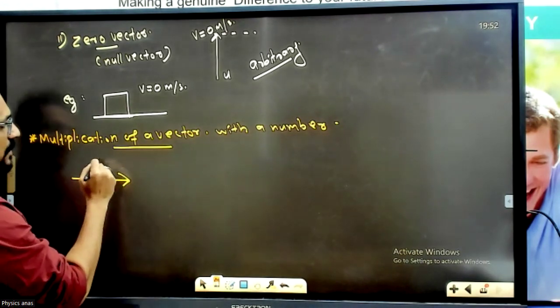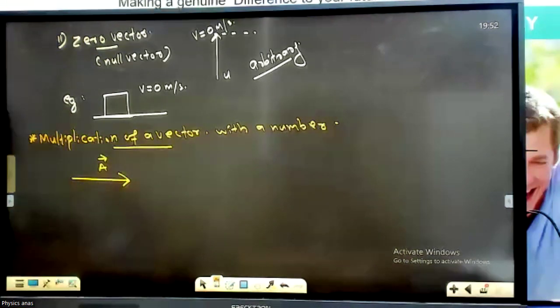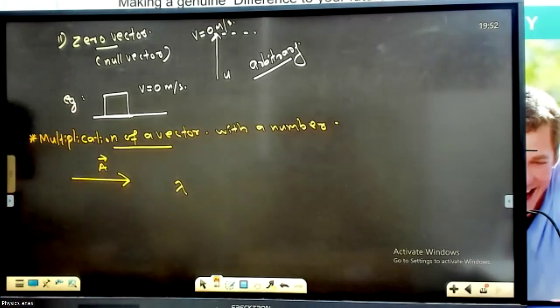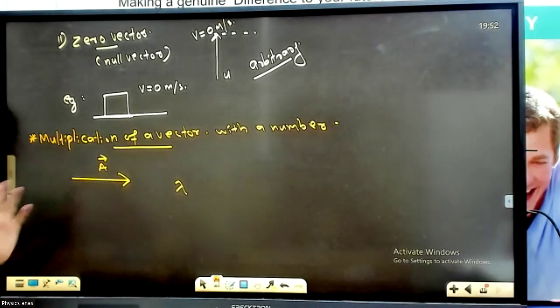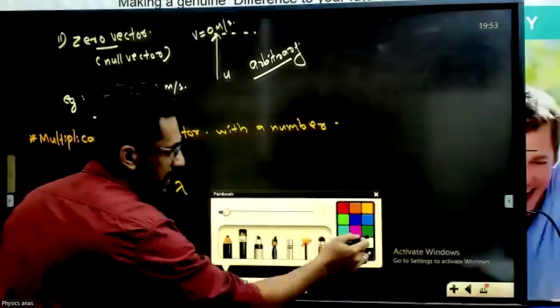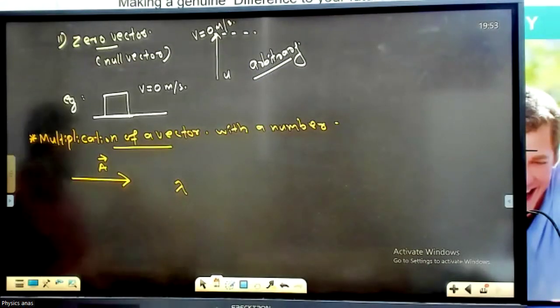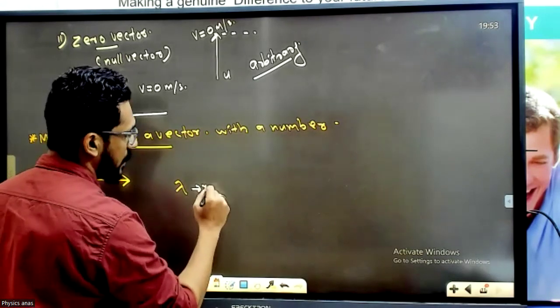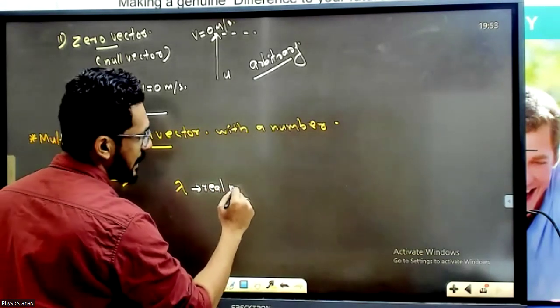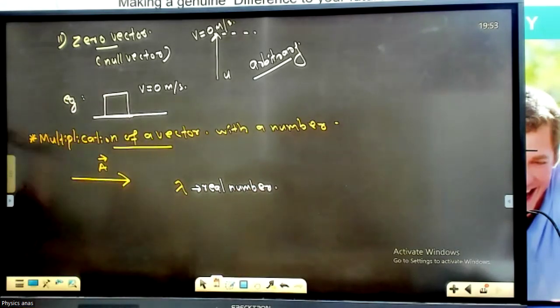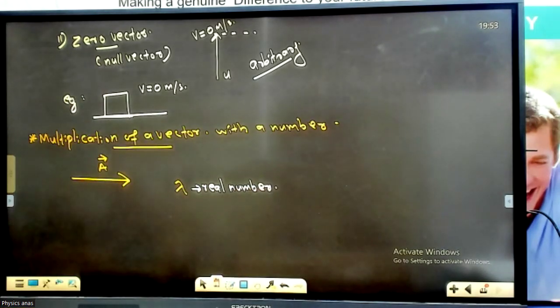This is vector A. Now I am taking the symbol lambda as a real number. What is lambda? Lambda is a real number. It can be 1, 2, 3, 4, 1.5, 1.3, anything. Got it? Lambda is a real number.